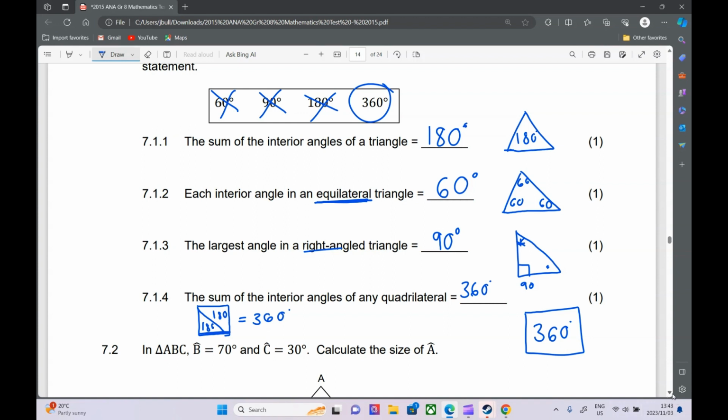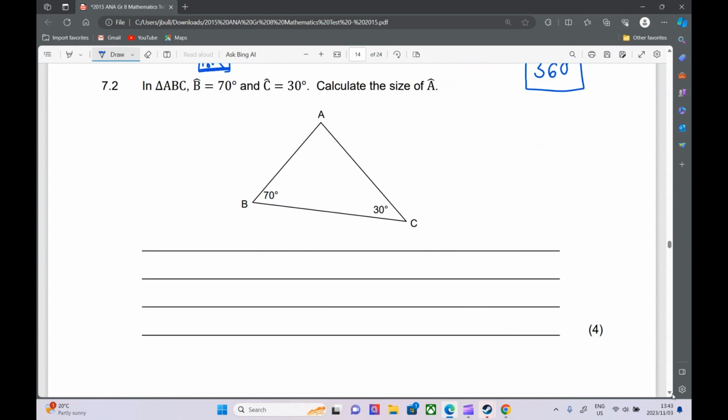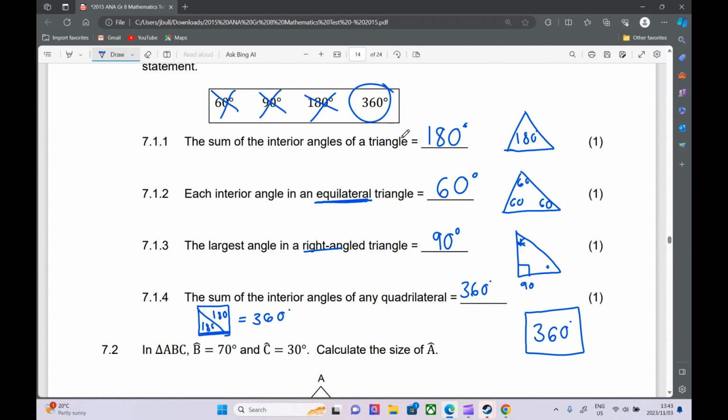Okay, 7.2. In triangle ABC, angle B is 70 degrees, so they tell us this, and angle C is 30 degrees. Calculate the size of angle A. Okay, the important thing, once we get into this geometry, we have to be giving reasons. Okay, so kind of nice. They did tell us actually up here, if you got this right. Okay, so we said the sum of the interior angles of a triangle. So angles of a triangle add up to 180. So we are going to use that as our reason now.